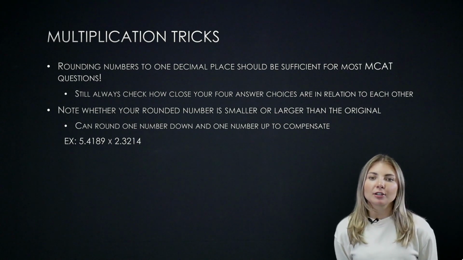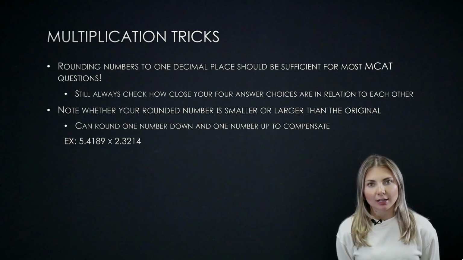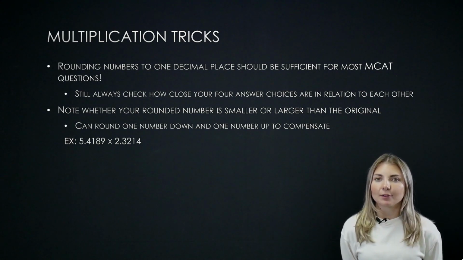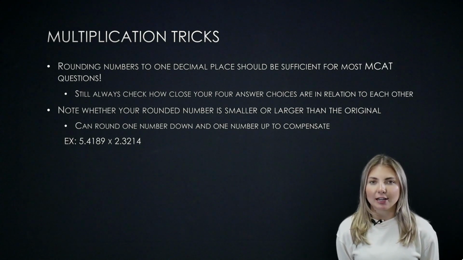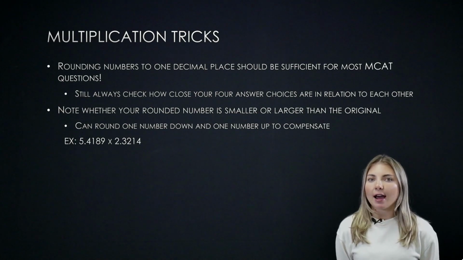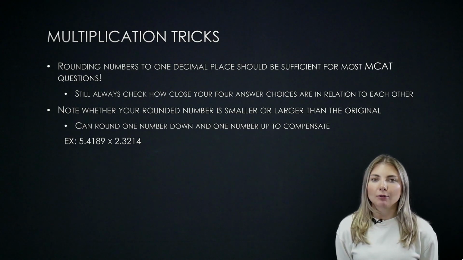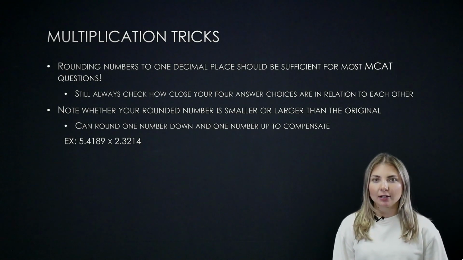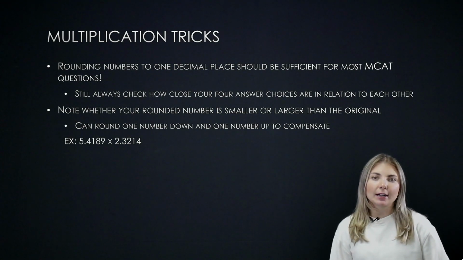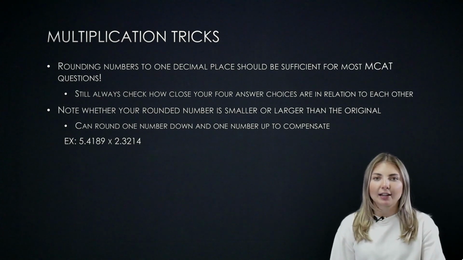And it is also important to note whether your rounded number is smaller or larger than the original, because you can use this information in order to eliminate certain answer choices or be more aware of what range your real answer is going to fall. And another tip that I have is rounding 1 number up and 1 number down when multiplying in order to get a more accurate answer estimation. And this is very specific to the problem type itself, but this can be a helpful trick.